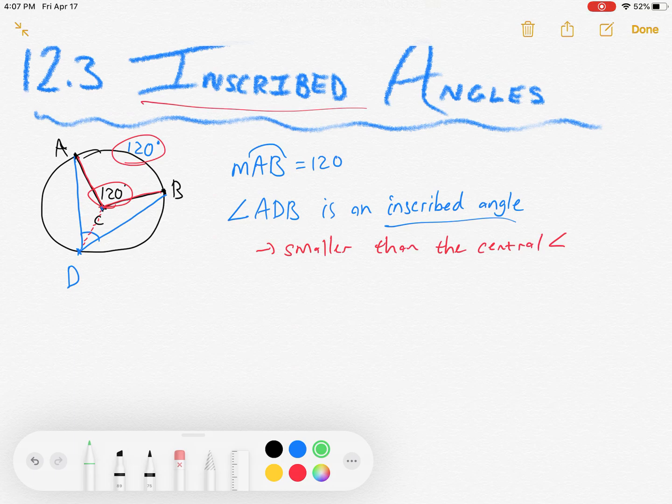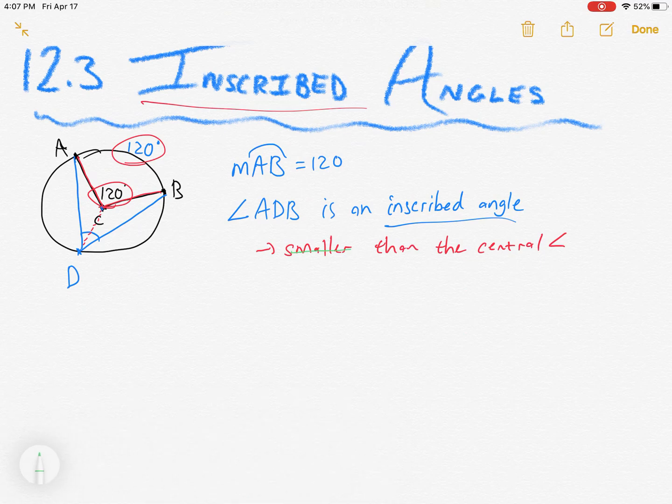Well, that's not very helpful. Smaller. What is it? How much smaller? Turns out it is half. So rather than smaller than, let's change that to half. Half the measure of the central angle. That's really the big idea today.